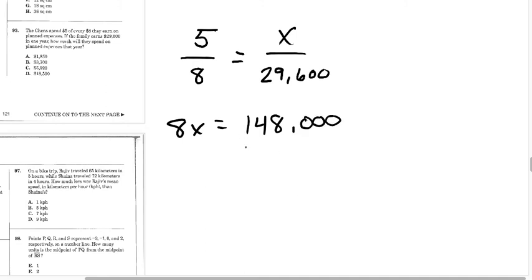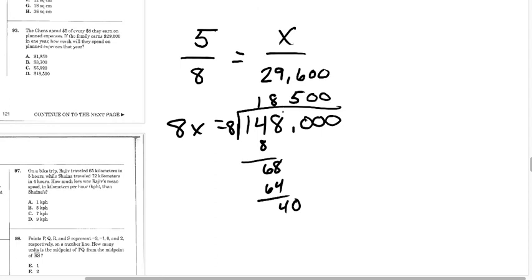Okay, so now we have to divide by 8. All right, so 8 goes into 14, once. 8 times 1 is 8. Then 8 times 8 is 64. 40, and that goes in 5 times. So 18,500, which happens to be answer D.